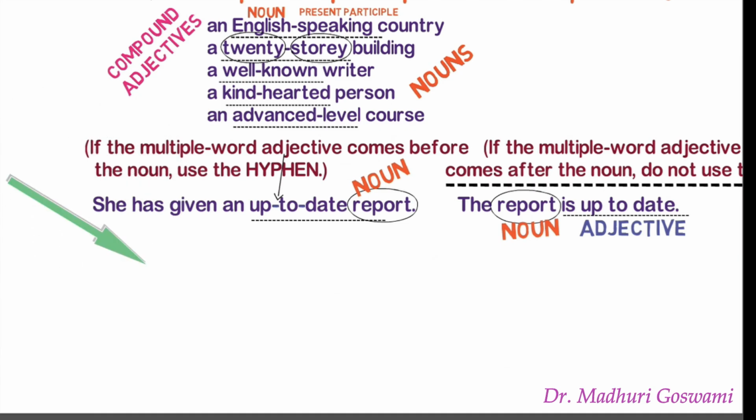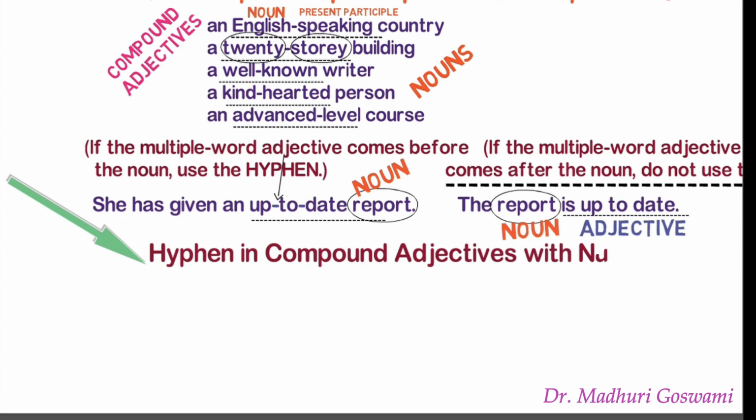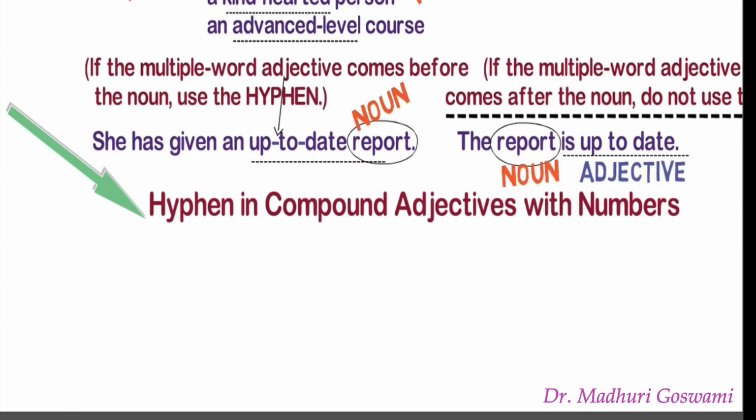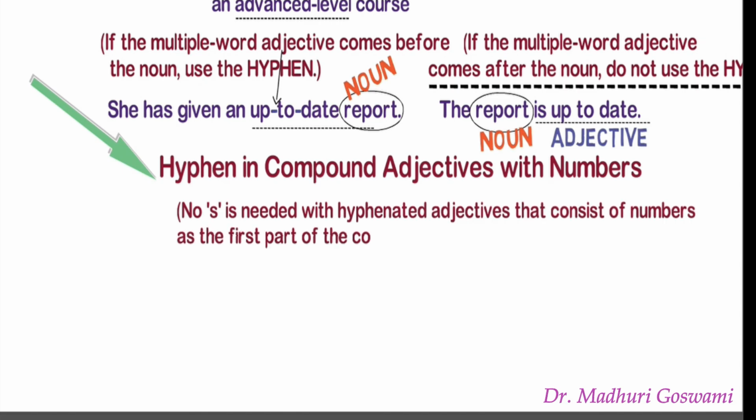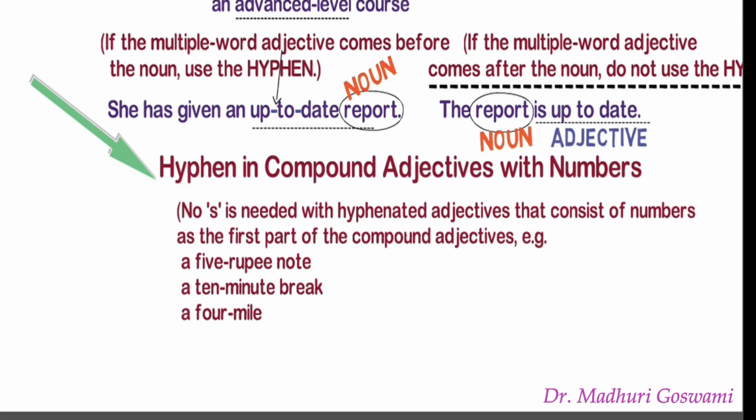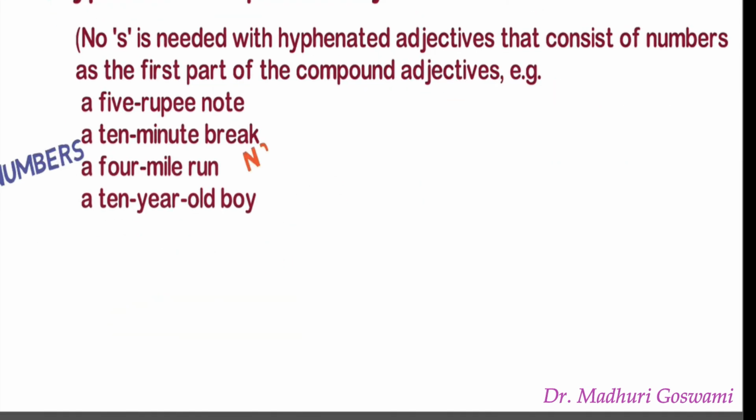Let's find out this rule that's related to the use of hyphen in compound adjectives with numbers. And this rule states that no S or plural form is needed with hyphenated adjectives that consist of numbers as the first part of the compound adjectives. For example, a 5 rupee note, a 10-minute break, a 4-mile run, a 10-year-old boy.